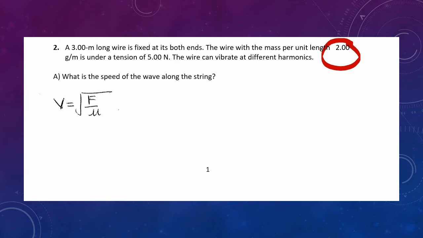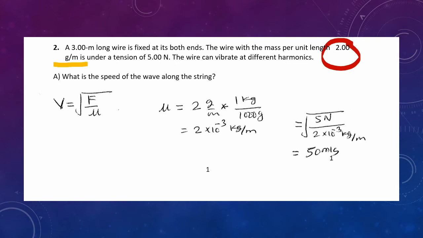If that had given you just the mass, you would have to then divide by the length it gives you up here. But since that is already the linear mass density, that right there is mu, and you don't have to divide by length because its units are already grams per meter. So it's the right idea. We do need to convert from grams, though, to kilograms. So if we just do that by dividing by 1,000, we get that mu is 2 times 10 to the minus 3 kilograms per meter. So we plug that in with the force, and we get 50 meters per second for the velocity.